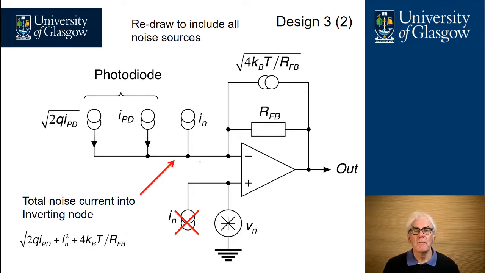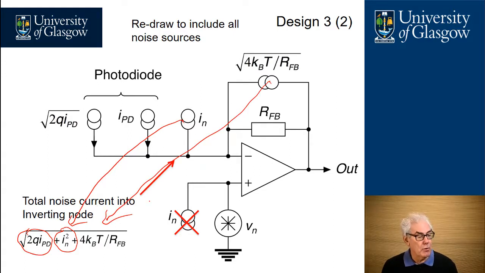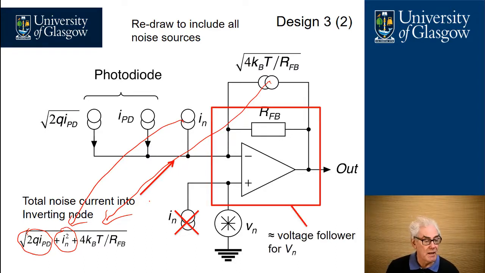So our total noise current flowing into the inverting node of our circuit here is our shot noise, which is 2Q times the photodiode current. It's the noise current coming from the noise flowing into the non-inverting amplifier from the datasheet. And it is the noise current that is caused by the thermal noise from the feedback resistor RFB. So we've now calculated our total noise current that's flowing into the circuit.